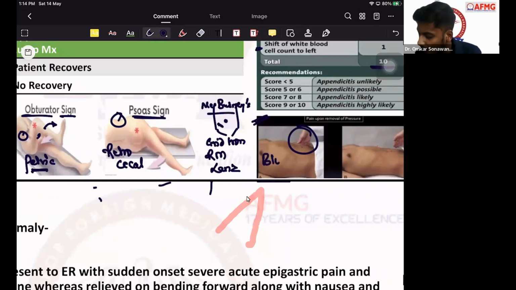It is known as the Blumberg sign. So rebound tenderness is known as the Blumberg sign. Remember. No issues with this, anybody?